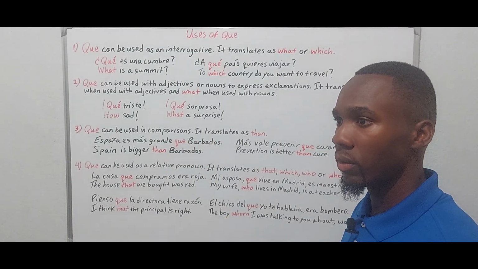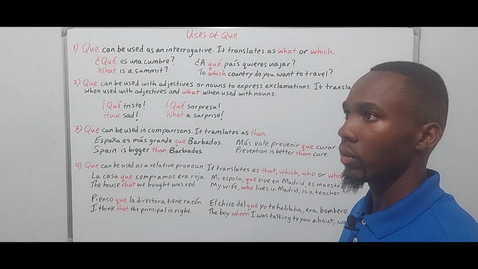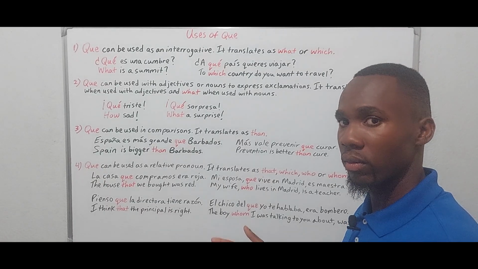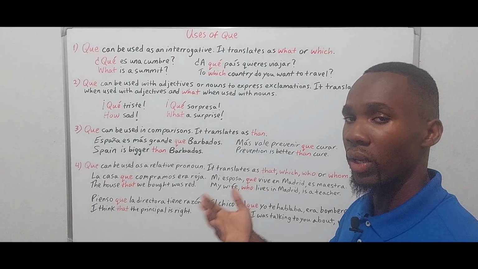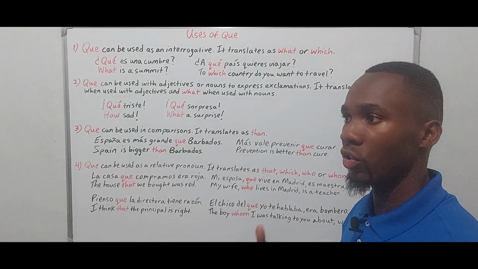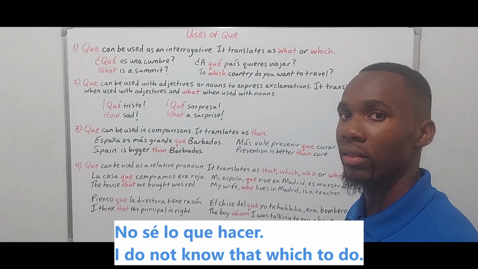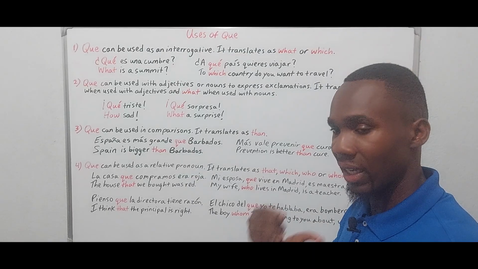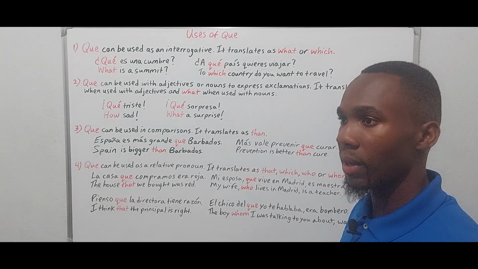But a simple distinction or a simple difference between the two is that if you can answer a question, what, then chances are you need que. But if you can replace que with that which, then you use lo que. I can't say no sé lo que hacer. No, that makes no sense. I do not know that which to do. No, I do not know what to do. And in that case, you're asking a question. So, ¿qué hacer? No sé qué hacer. One more example before we continue.